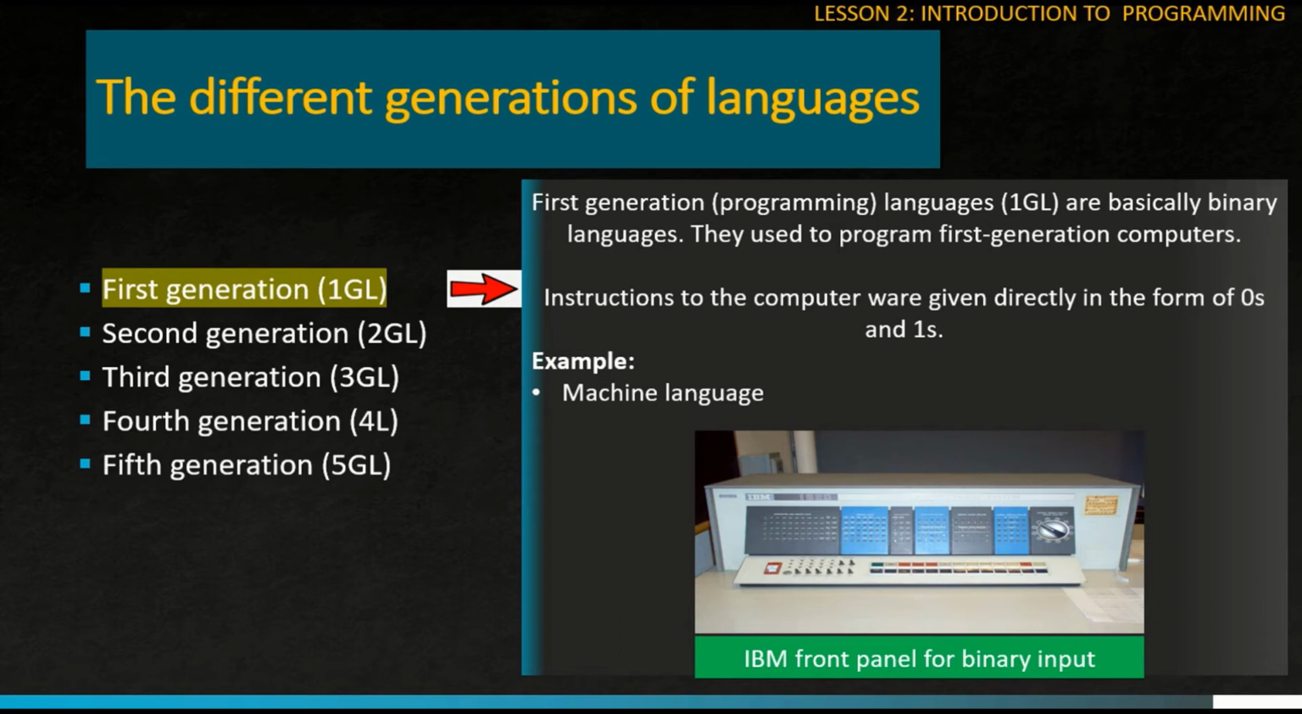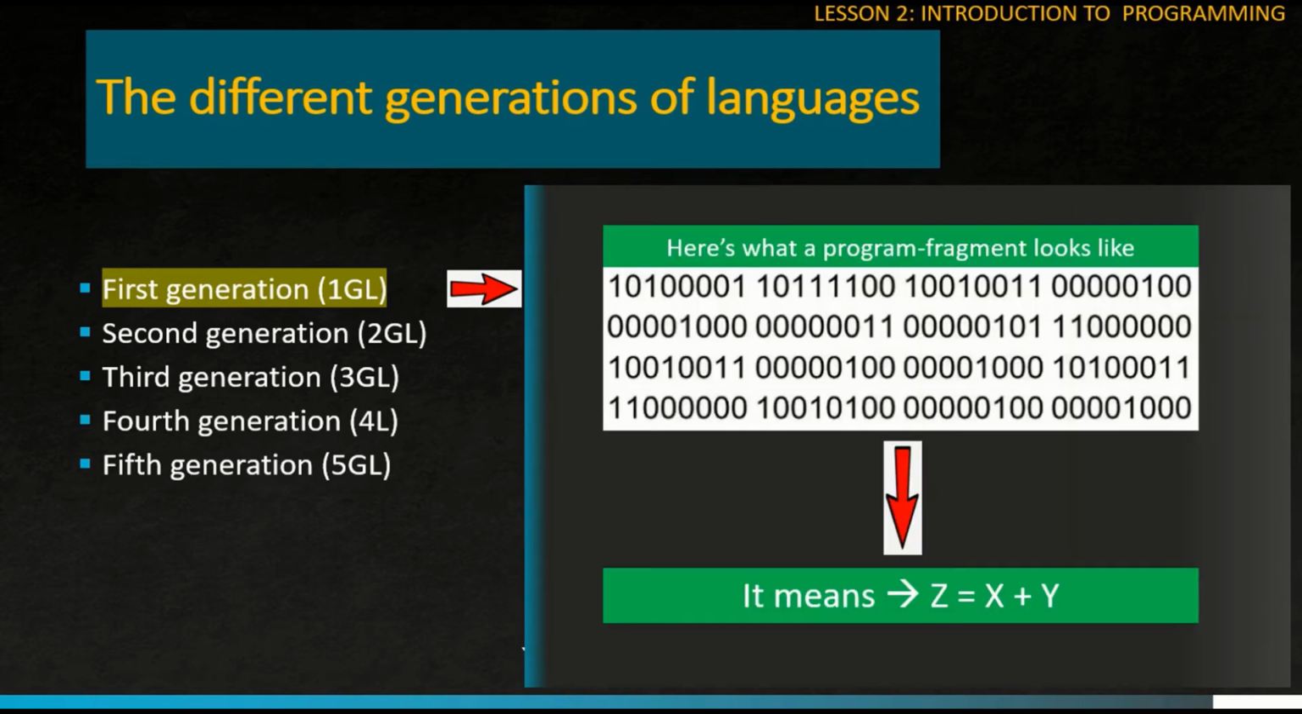An example of first-generation language is machine language. Here you see a program code written in machine language. This code will solve a simple equation, that is z equals x plus y. You can now imagine how difficult it was to program using first-generation languages.